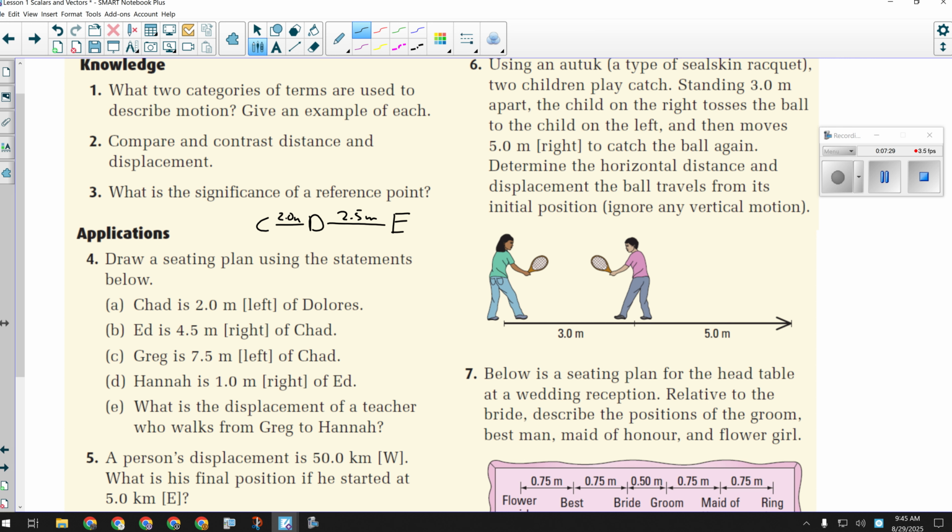That would be 4.5 meters to the right of Chad. Okay, and then Greg is 7.5 meters left of Chad. So that means he's 3. Yeah, so he's way out here. So this would be Greg. Okay, and Hannah is 1 meter right of Ed. Right, so your seating plan should probably look like that.